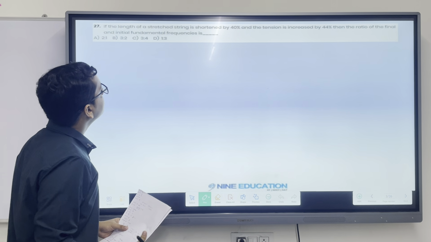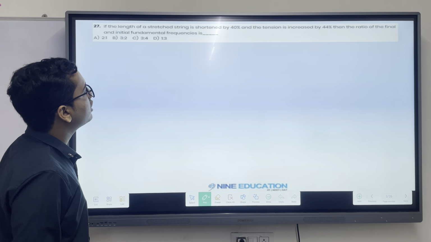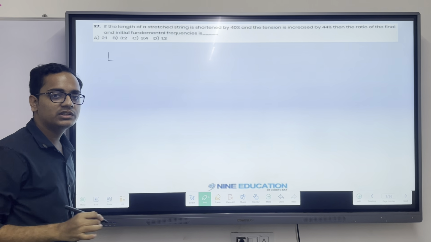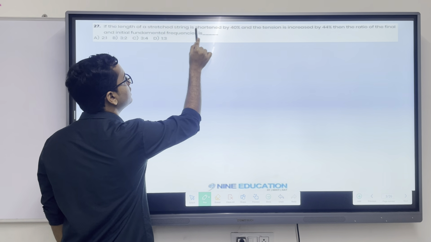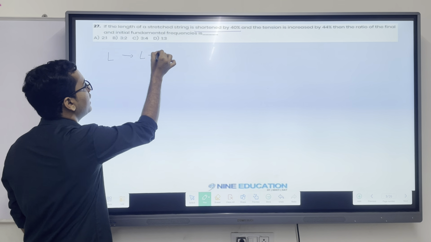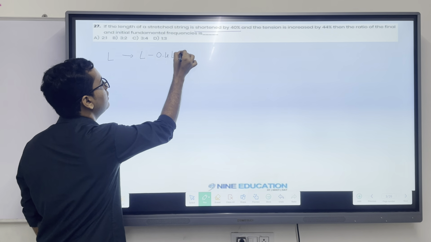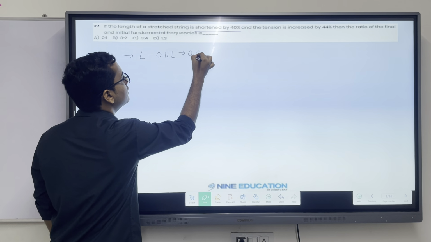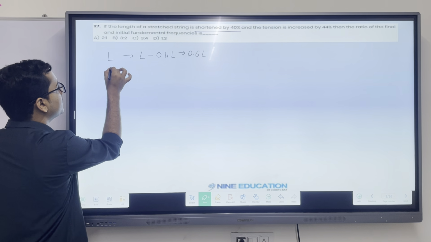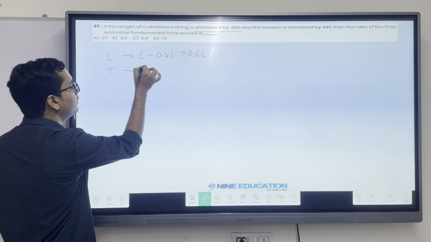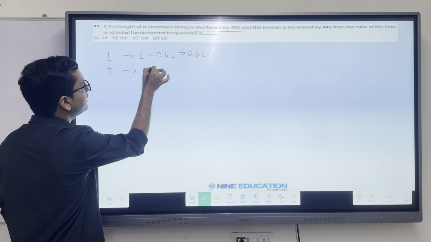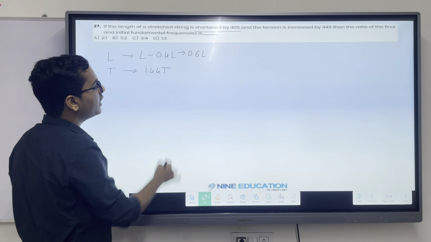Question 27. It says that length of a straight string is shortened by 40%. So let's say initially the length of the string was L. If it is shortened by 40%, that means L minus 0.4 into L, so length is becoming 0.6 L. The tension is increased by 44%. Tension is becoming, if it is increased by 44%, it is becoming 1.44 into T.